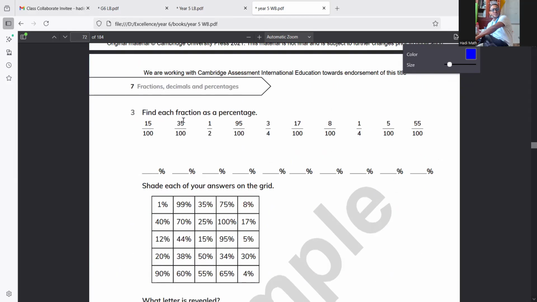They say find each fraction as a percentage. You have 15 over 100. You write it as 15%. Then you have 35 over 100. You write it as 35%. Then you have 1 over 2. When you have 1 over 2, you need to multiply by 50 up and down. So you times here by 50, and you multiply also the down one by 50. When you multiply by 50 up and down, you will get 50 over 100.